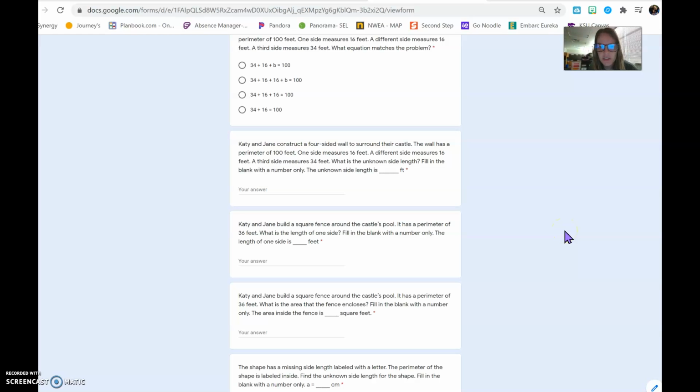Katie and Jane construct a four-sided wall to surround their castle. The wall has a perimeter of 100 feet. One side measures 16 feet. A different side measures 16 feet. A third side measures 34 feet. What is the unknown side length? Fill in the blank with a number only. The unknown side length is blank feet. So you're going to tell me how many feet the unknown side is.